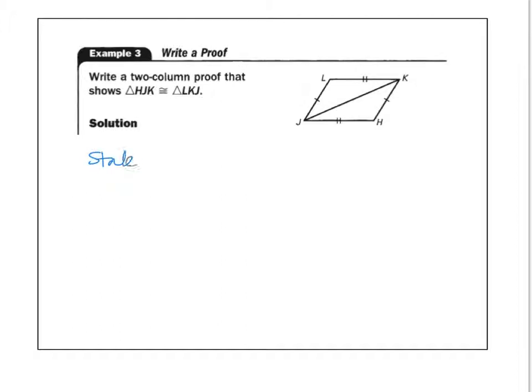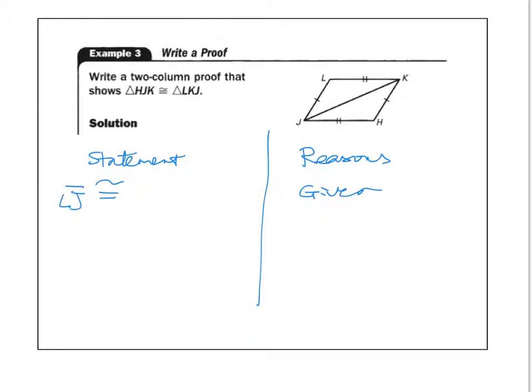Because we're asked to write a two-column proof, you always want to write statements on the left, reasons on the right, and you always start with the given information, and that's the setup. So now you fill in the given information. What you know from the diagram is LJ is congruent to HK. You know LK is congruent to HJ. So in other words, two sides are congruent, and both conditions are given by these markers right here.